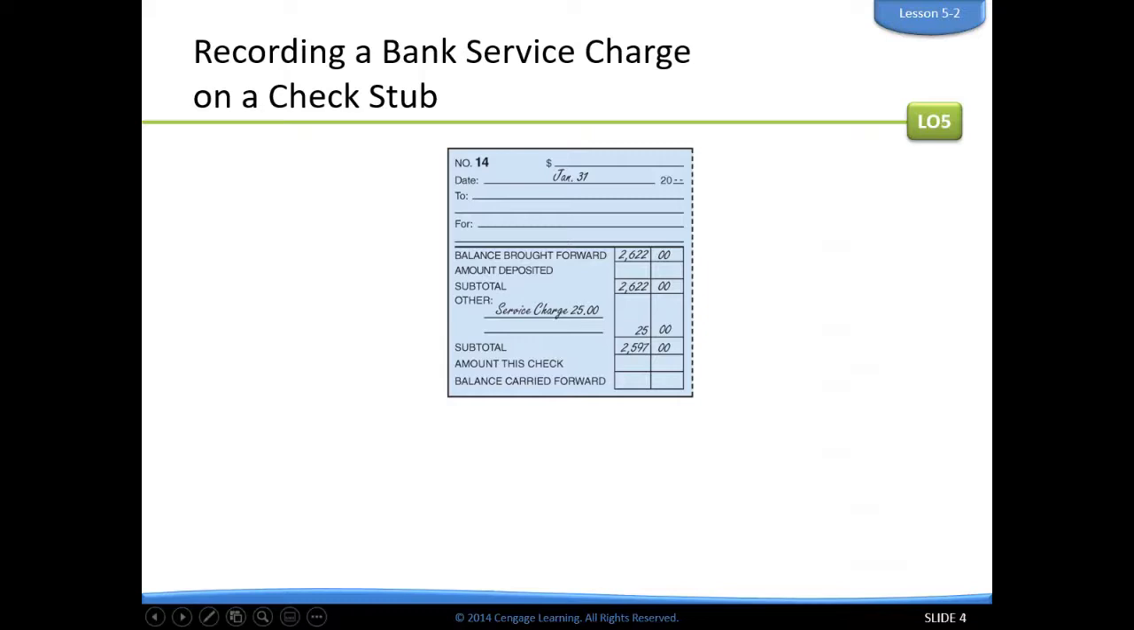Anytime anything comes out of our bank account, we do have to record it and keep track of it. That's what's going to happen on our check stub. We wrote that as a note the other day. We may have bank charges, and this is where it would go. And that's what they're showing us right here.